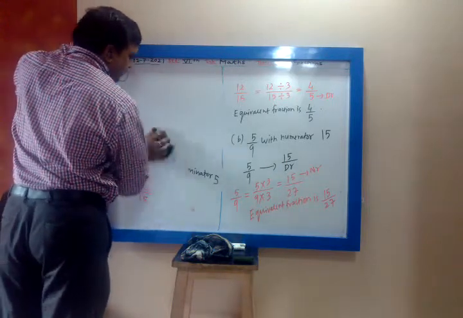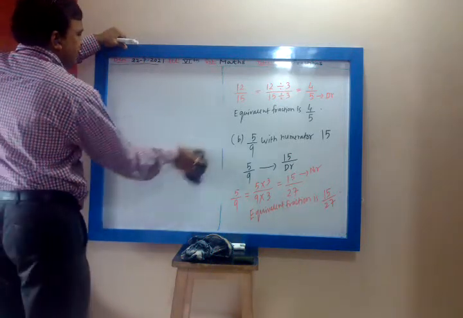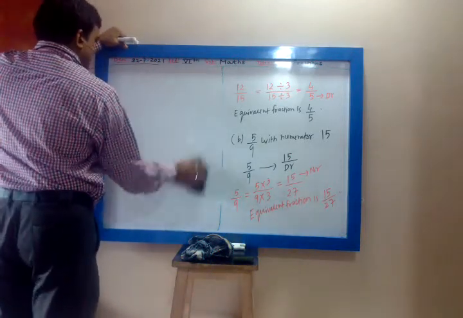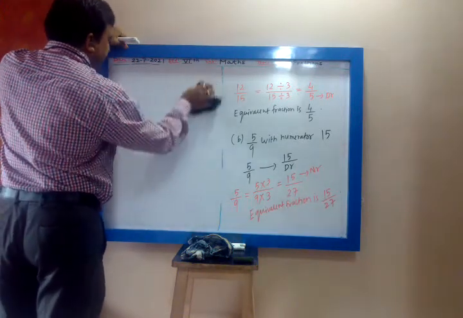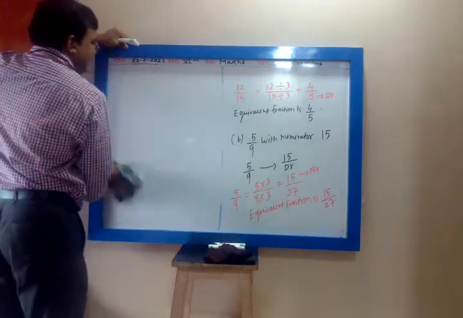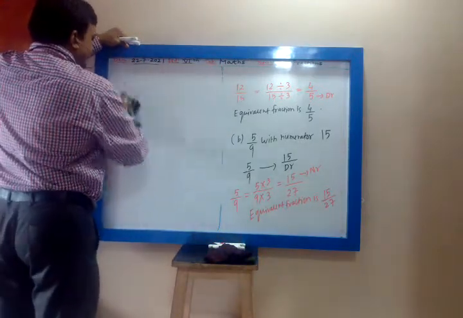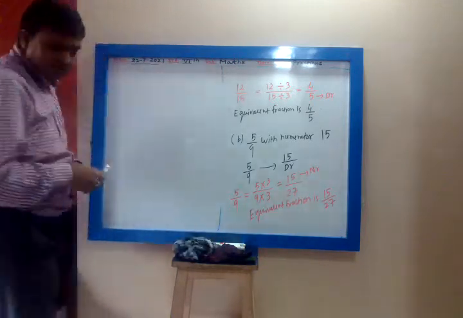Whenever you have to convert the numerator, you see the numerator, and accordingly you decide whether you have to divide or multiply by which number. And whenever the denominator changes, you have to see the denominator, and accordingly decide whether I have to multiply or divide that denominator by a certain number.